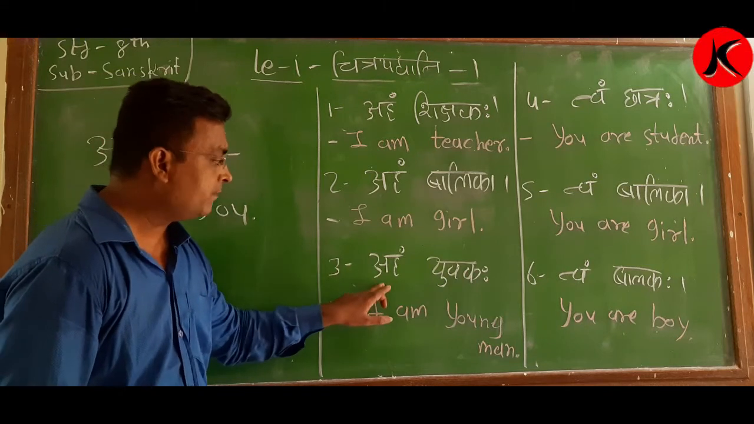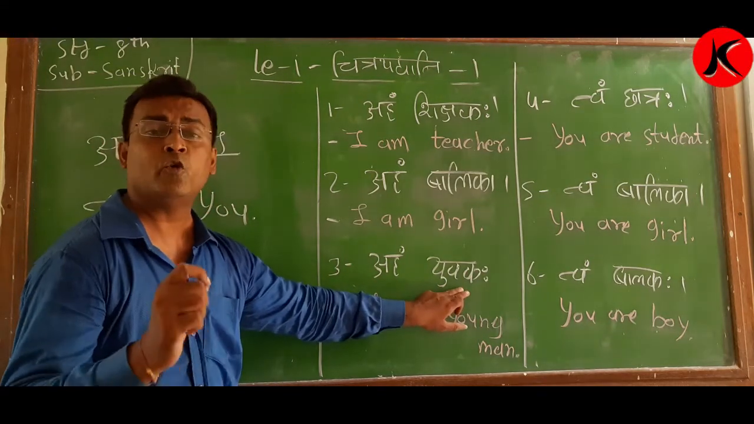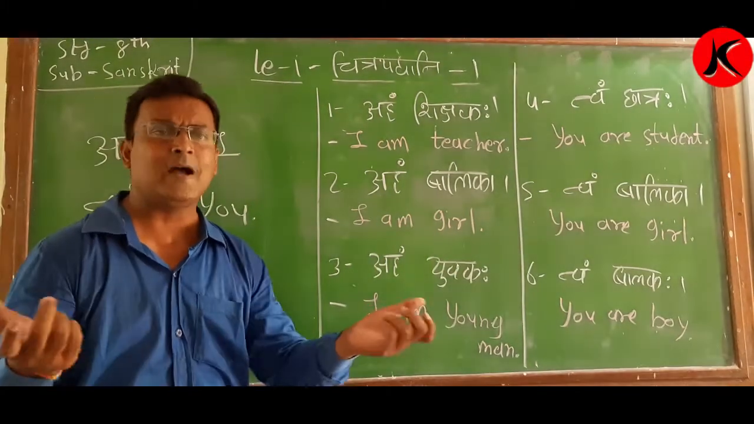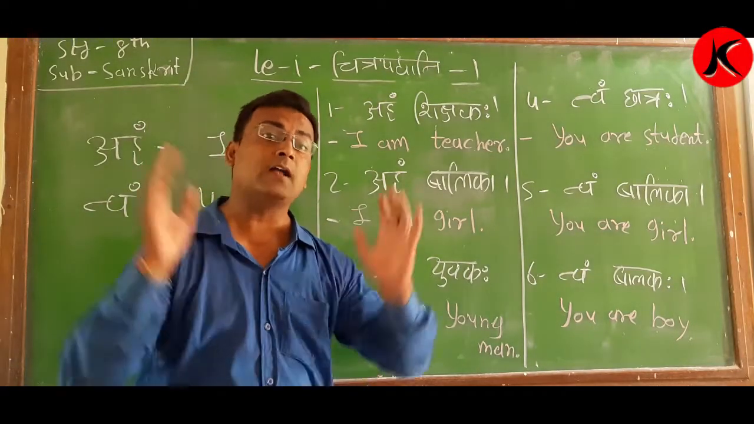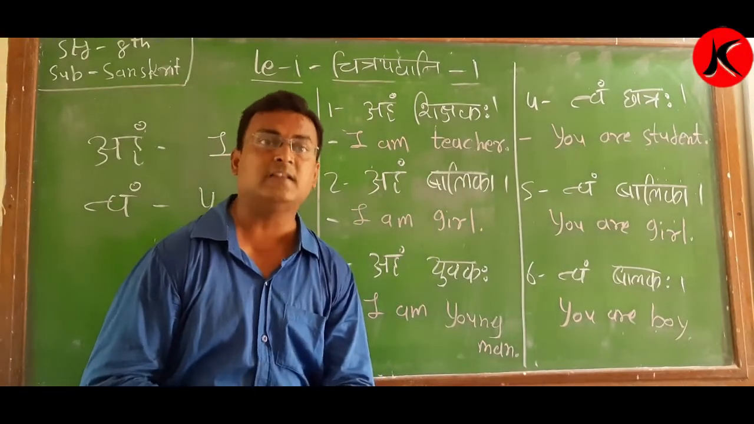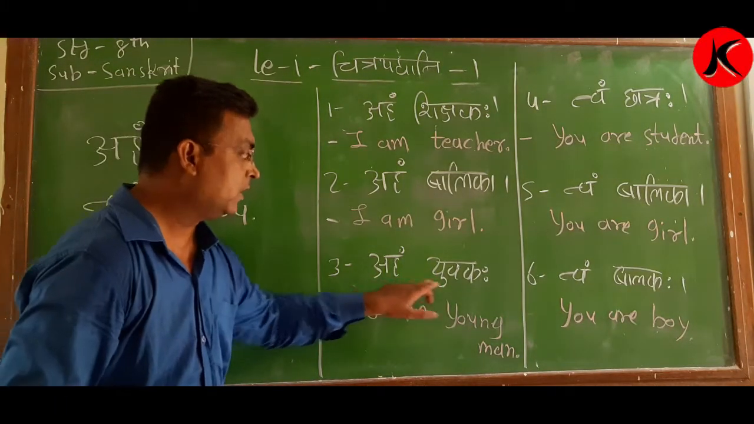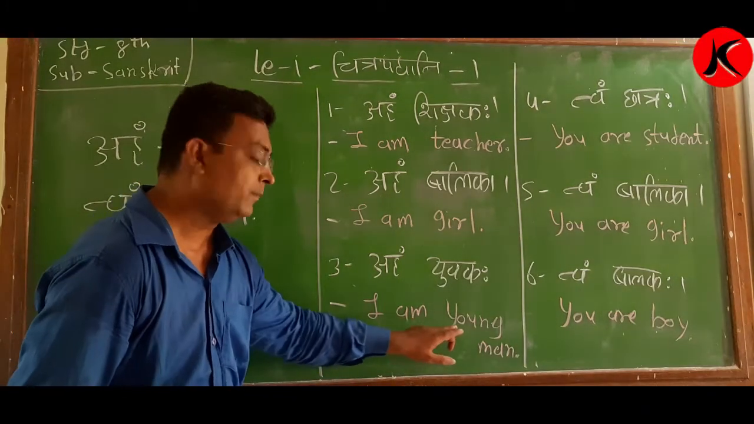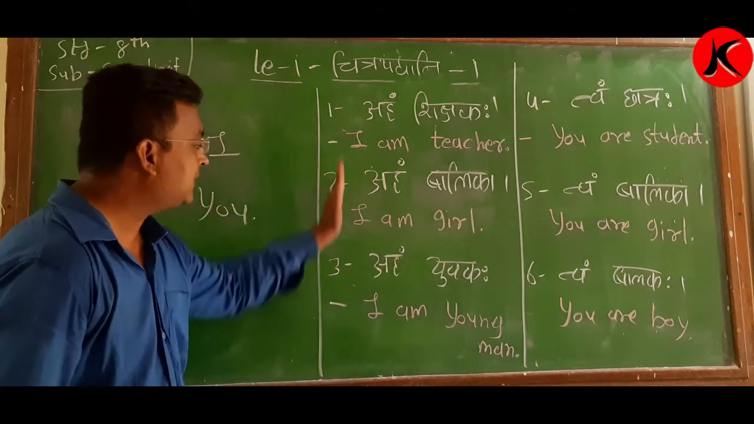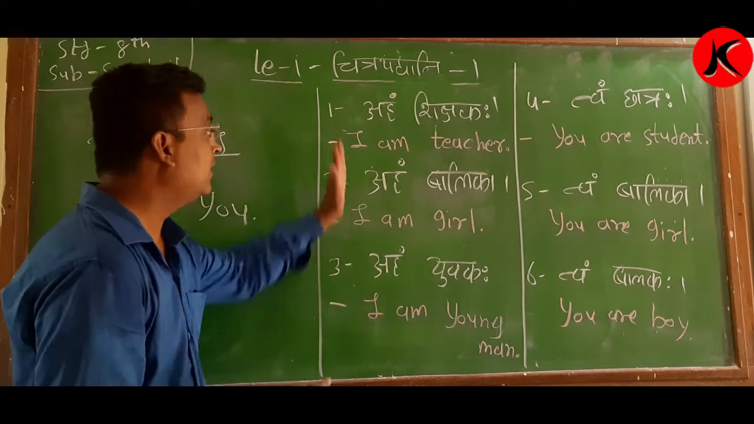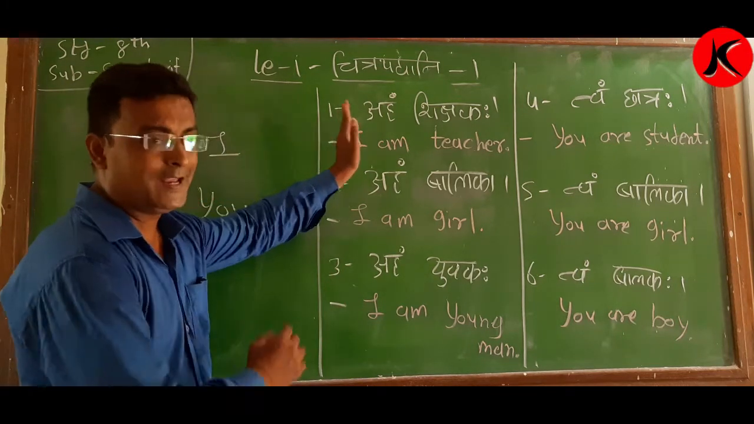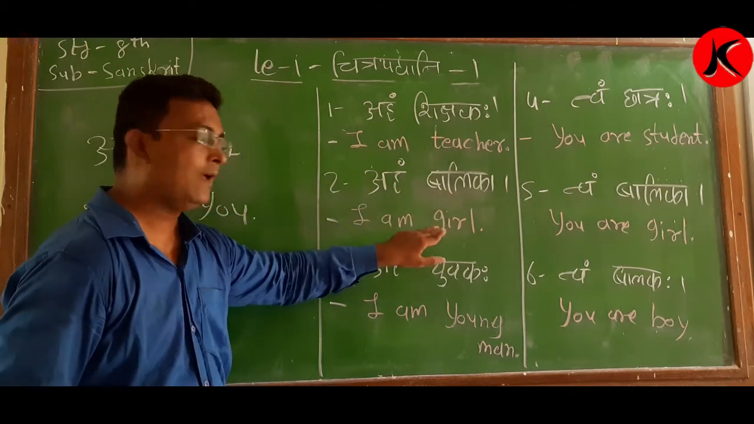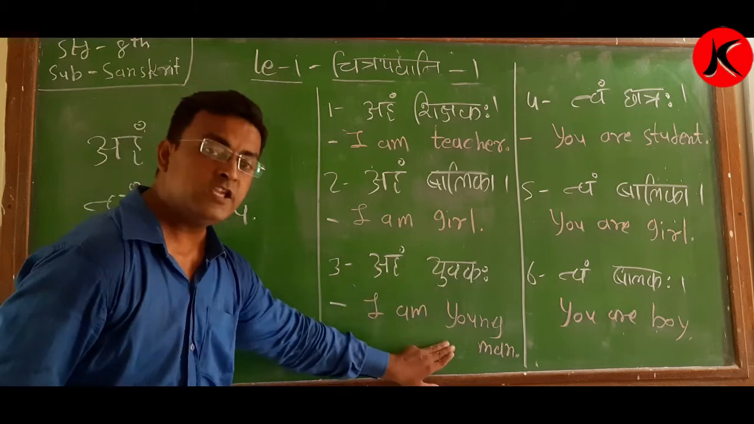Third one, aham yuvakah. Yuvaka, that means young person. Very young person. Okay, we know યુવાન, જેને ગુજરાતીમાં શું કહેવાય છે, એકદમ જુવાન થઈ ગઈએ ત્યારે એને કહેવાય છે યુવાન, young one. અહમ યુવકઃ. I am a young man. Okay, so this sentence is starting with aham, and aham's meaning is I; shikshakah, teacher; balika, girl; yuvakah, young man.